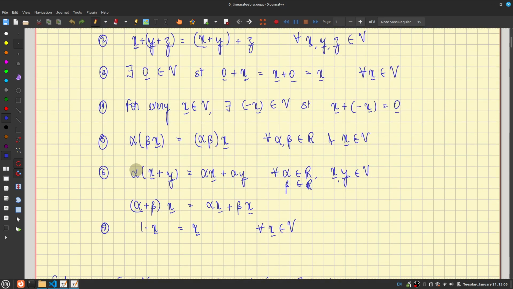Right. Similarly, you have the addition and multiplication interact with each other through this distributivity property. That is, any scalar times the sum of the two vectors is equal to the scalar multiplied by the first vector plus the scalar multiplied by the second vector. And similarly, sum of two scalars times a vector is equal to the product of the first scalar times the vector plus the second scalar times the vector.